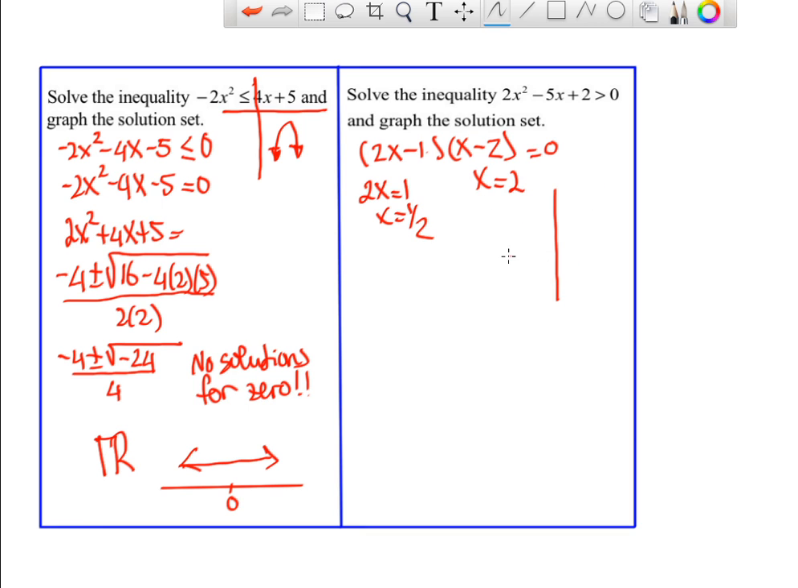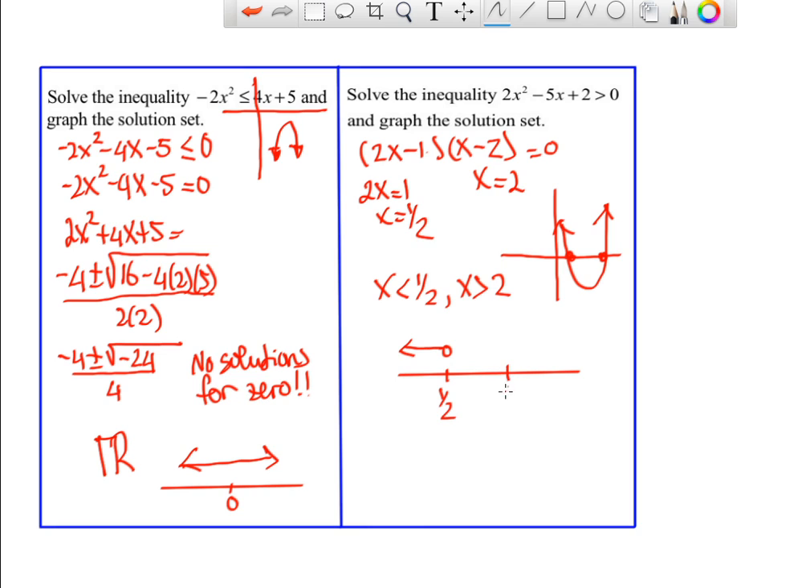Quick little sketch for this thing. So at a half I get a 0, and at 2 I get a 0. Overall the graph will look a little like this. And I want to know when it is above. So it's to the left of a half, so x is less than a half, or x is greater than 2. Graphing the solution set would look like this. At a half, open circle, we're going to the left. At 2, open circle, and we're going to the right.